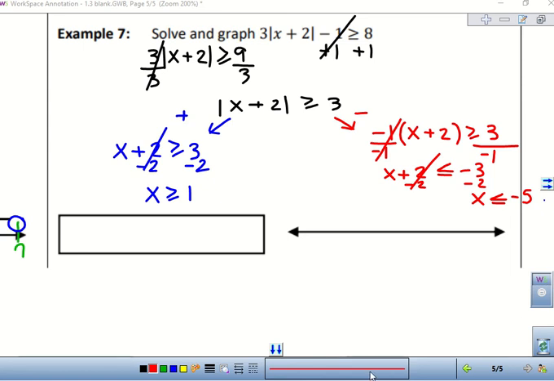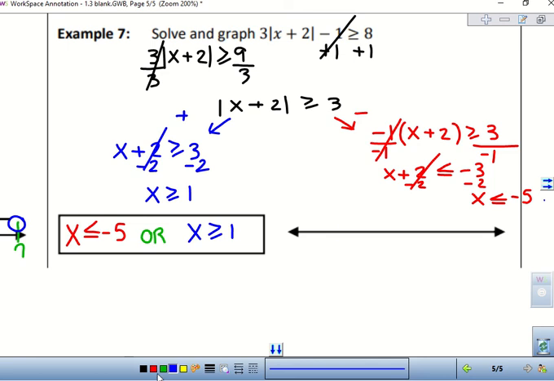Let's think about these for a second. x is less than -5 or greater than 1. So what that means is it can be either down here or up here. It's nowhere in the middle. Okay? So this is what we call an or inequality. So x is less than or equal to -5, or x is greater than 1.